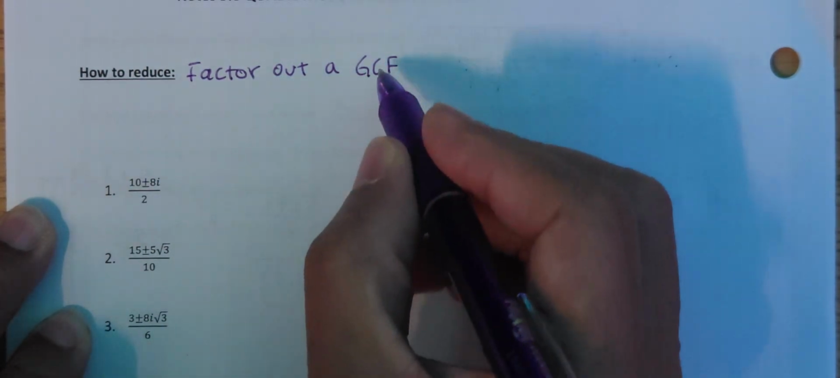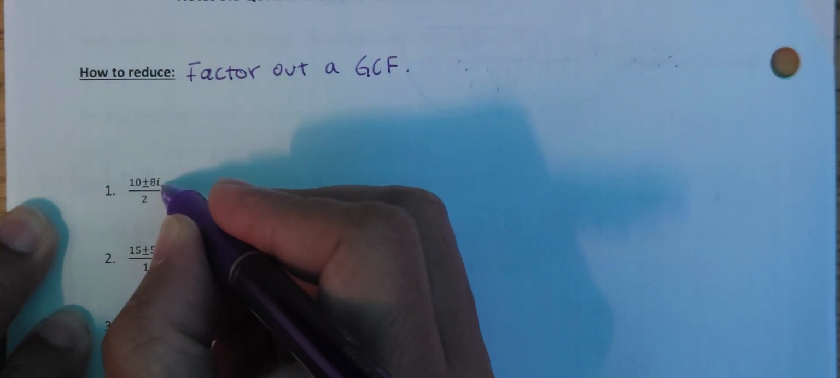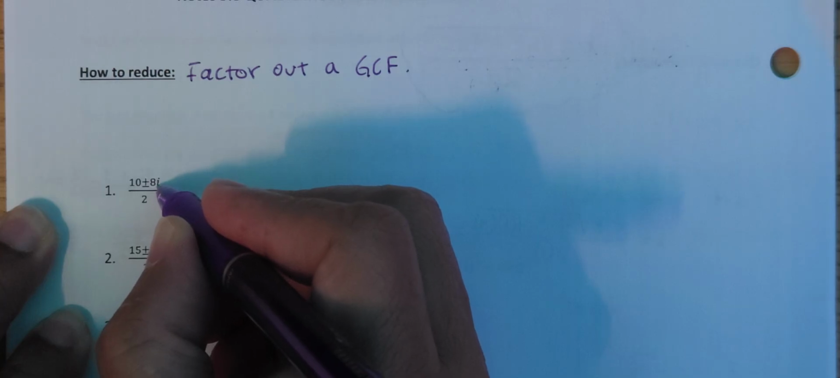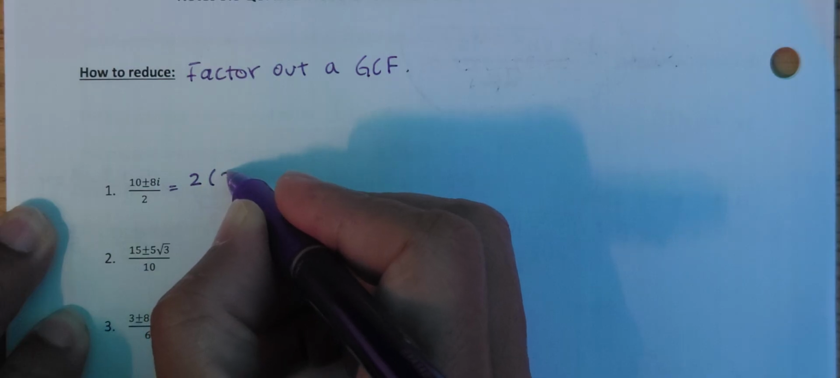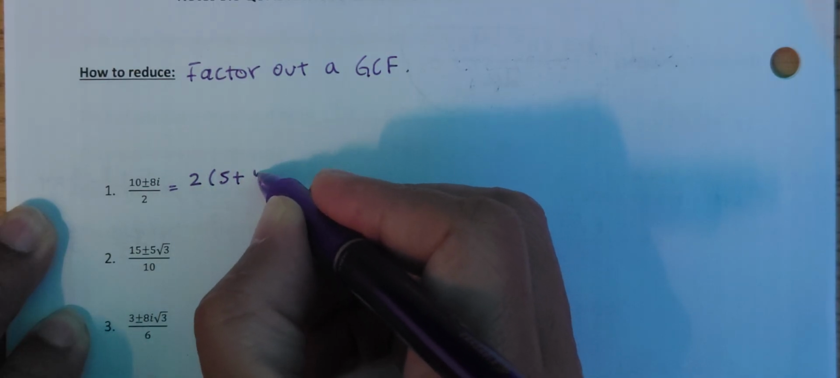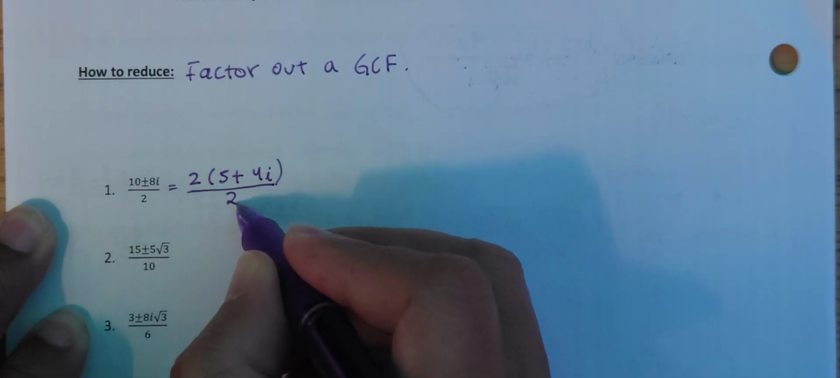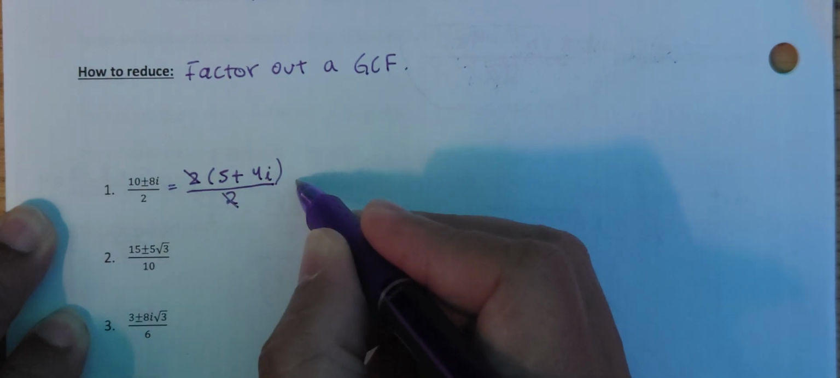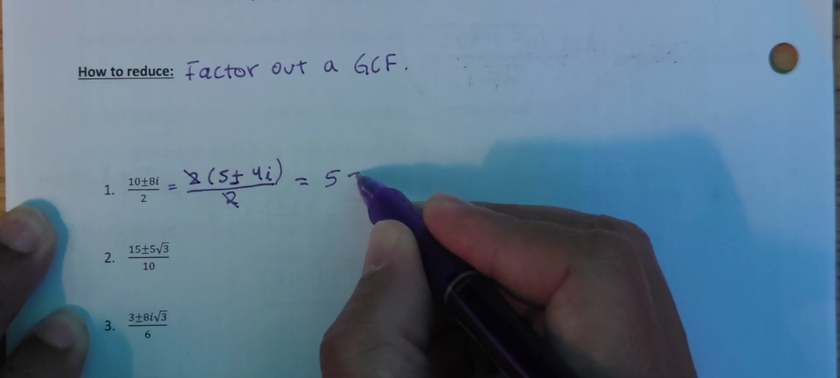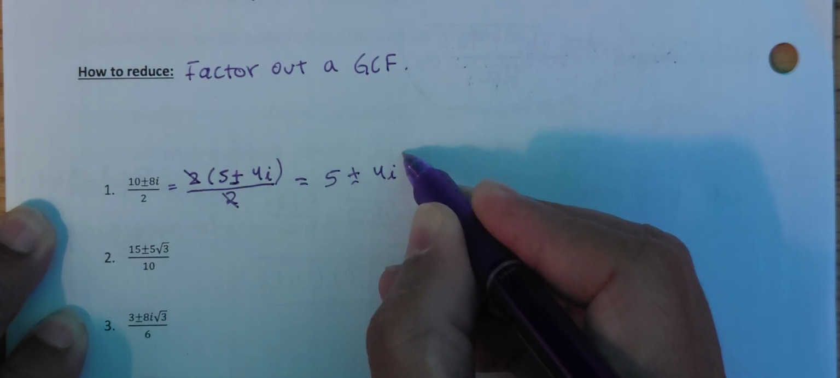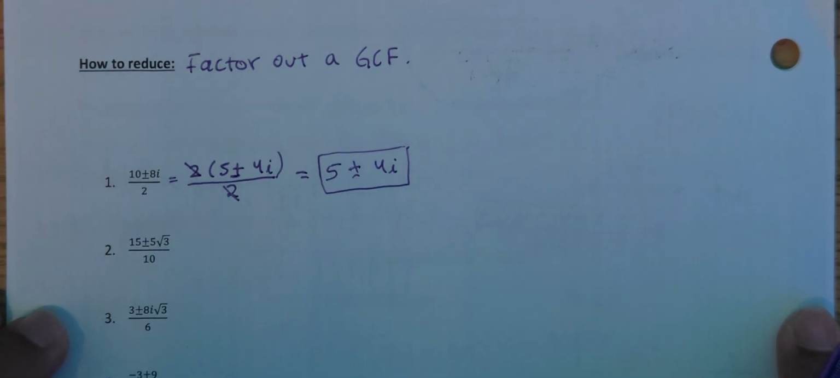So then here, we're just going to factor out a GCF, and we know that 10 and 8 have 2 as a GCF, so let's factor it out. So 2 comes out, and now this becomes 5 plus 4i. And then notice we have a 2 in the denominator, so this 2 and that 2 reduce. So then the answer for this one is 5 plus or minus 4i, and that's the simplest form. So that's what we mean by reducing.